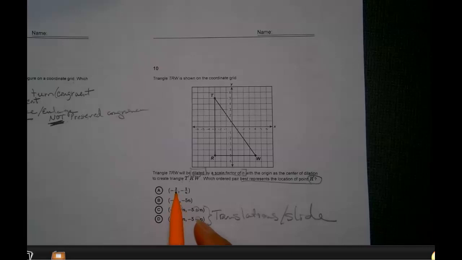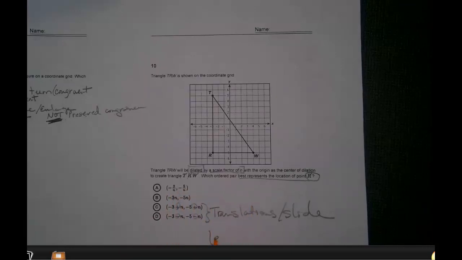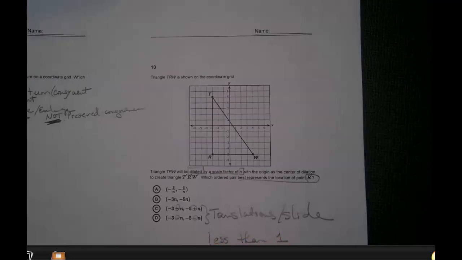But then here, anytime it's a scale factor, they are going to be less than 1 or greater than 1. If it's less than 1, that means that it's a reduction. If it's greater, enlargement.